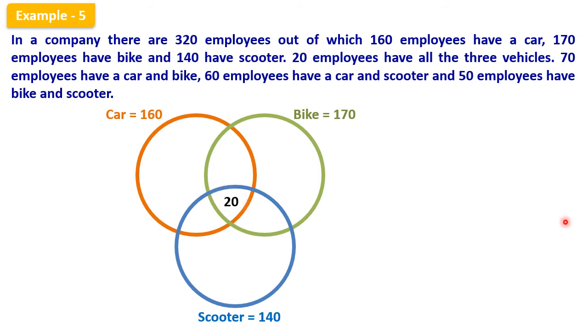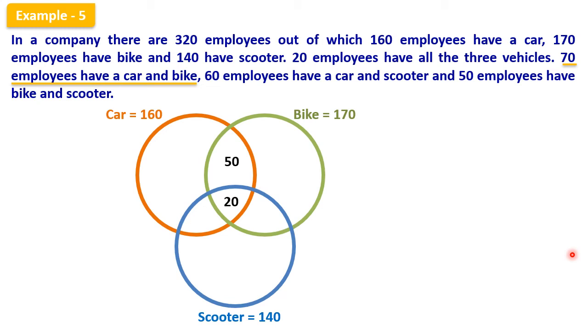Now further it is said that 70 employees have car and bike. So when it is said that 70 employees have car and bike, we should not write 70 here. That will be a big mistake. 70 employees have car and bike means what? This region plus this region, the addition of these two is 70, out of which already 20 is here. So this will be equal to 50.